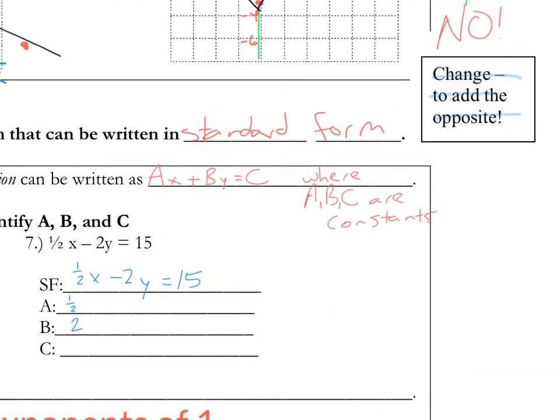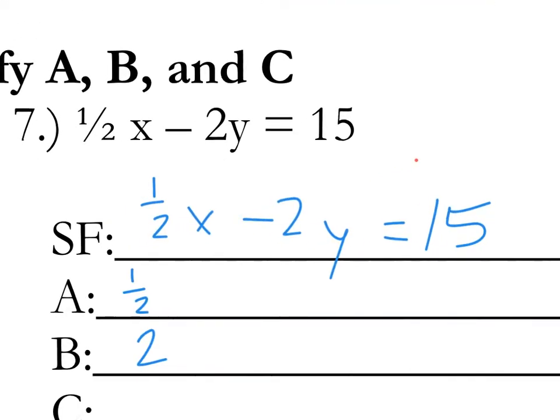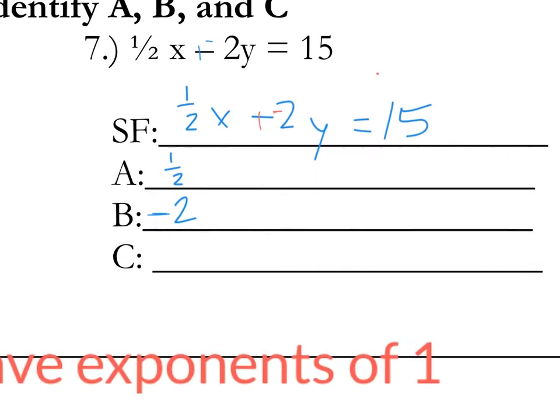Because remember, standard form is ax plus by. So in order to make it ax plus by, what we need to do is change this to adding -2. Remember, subtracting a positive is the same thing as adding a negative. So b is not 2, b is -2. To make this standard form, I would just change that to plus -2y. And again, that helps us identify b a little bit easier. So the coefficient of y is -2, and then c is 15.